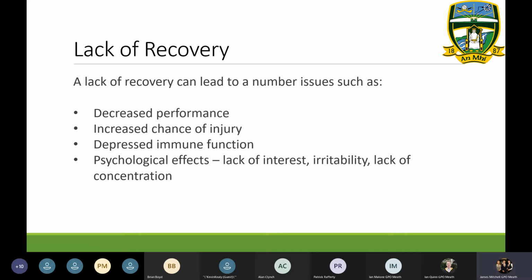Okay, so next slide here, we're just going to look at what happens if you don't get sufficient recovery, or if there's a lack of recovery. A lack of recovery can lead to a number of issues. The first one there being decreased performance. Like we had already, we had some of the comments coming in there. One or two hit on the decreased performance.